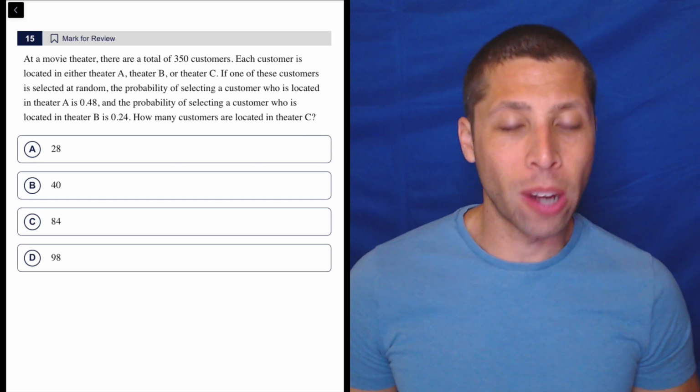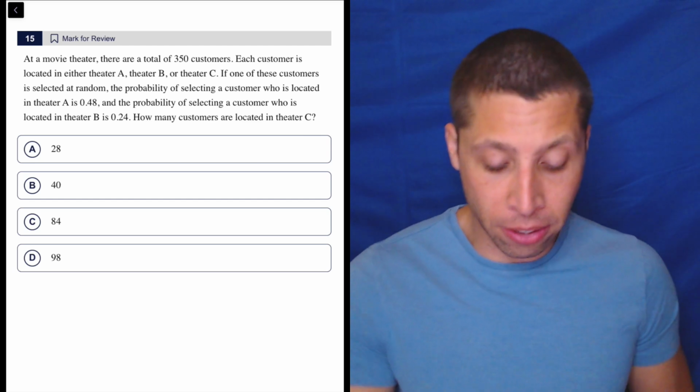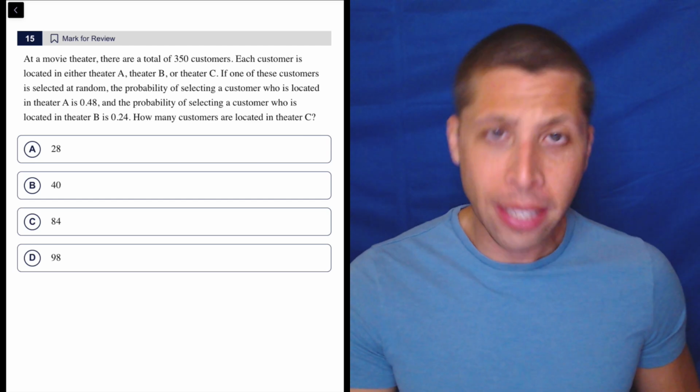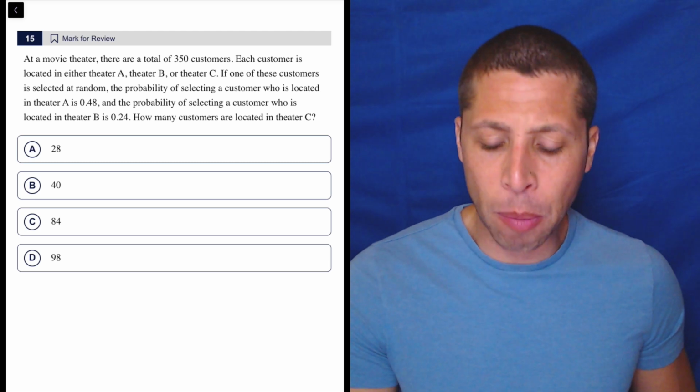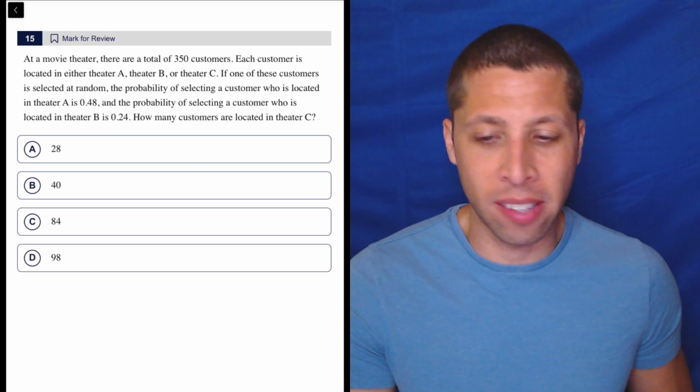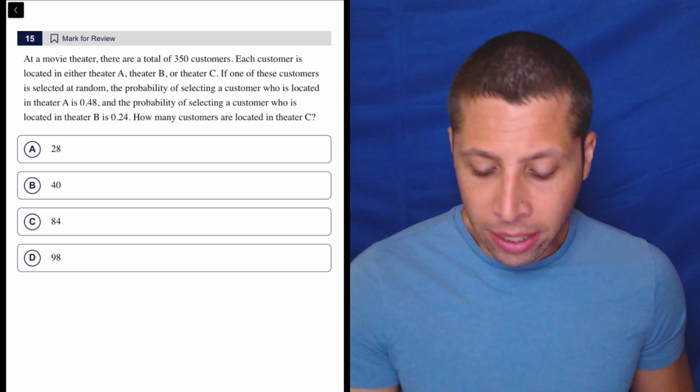This is actually an interesting question because it's testing something that's very fundamental to how probability works, but it's not something that I guess most people would encounter just in normal studying for the SAT. It's just not tested very often. So let's take a look at the question.